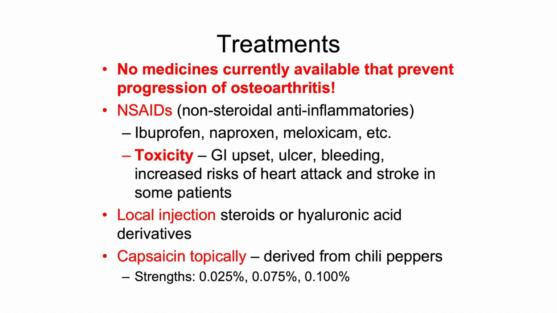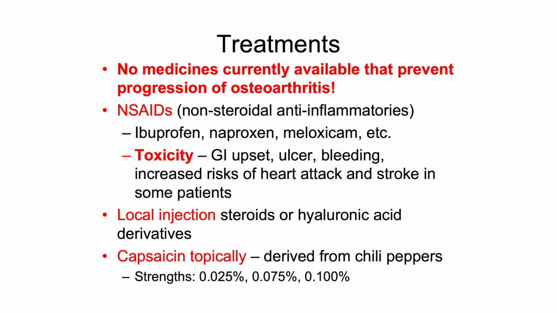So the treatments. No medicines are currently available that prevent the progression of osteoarthritis. So all that great stuff I told you about rheumatoid arthritis, we have none of it for osteoarthritis. We have absolutely none of it. So we have the non-steroidal anti-inflammatories like ibuprofen, naproxen, meloxicam. Those are fine drugs. They work okay, but, and it's a big but, there's a lot of toxicity. Upset stomach, ulcer, bleeding, and an increased risk of heart attack and stroke on those drugs.